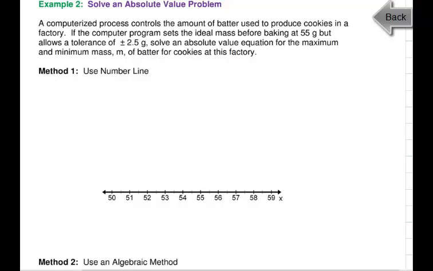Now, a format that you can use is the absolute value of whatever your variable is. So I'm going to say x minus the ideal, and that's equal to the tolerance. Okay, or remember, it doesn't matter which way we subtract numbers inside an absolute value bracket. You can also go ideal minus x equals tolerance.